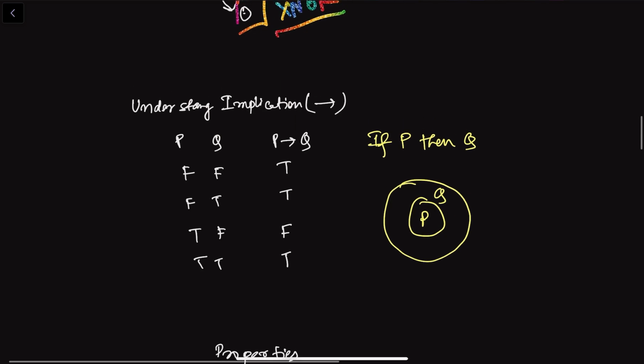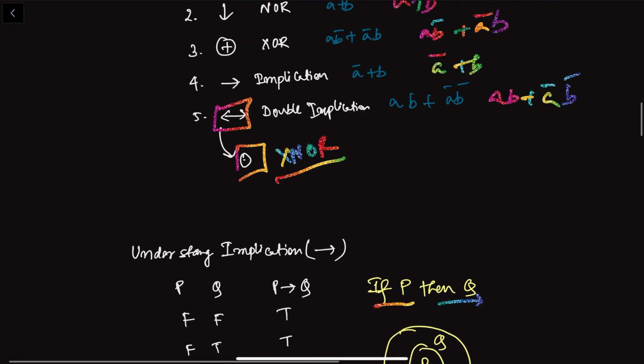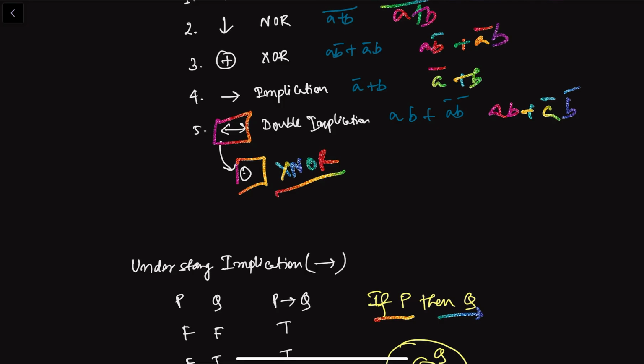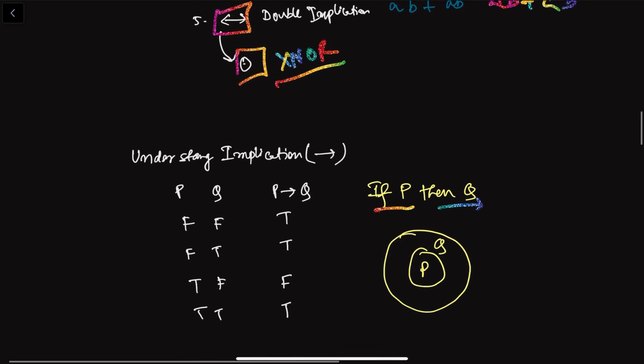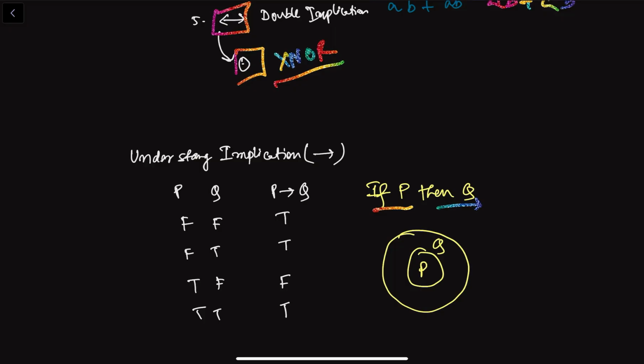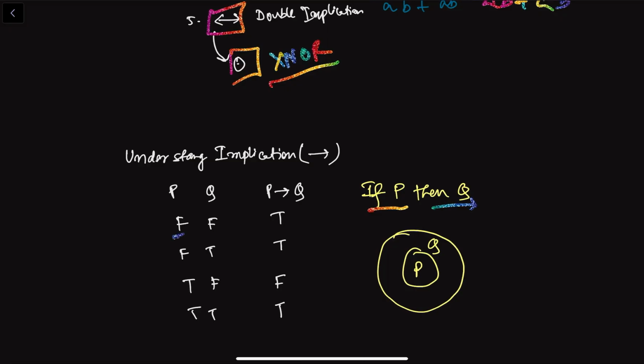Let's understand implication. Implication means that if P, then Q, which means that if P is true, then Q is true. You can see that either P has to be false or Q has to be true. Here in the truth table, I have written the truth table for implication. You can see that if P is false, we can say the result is true.